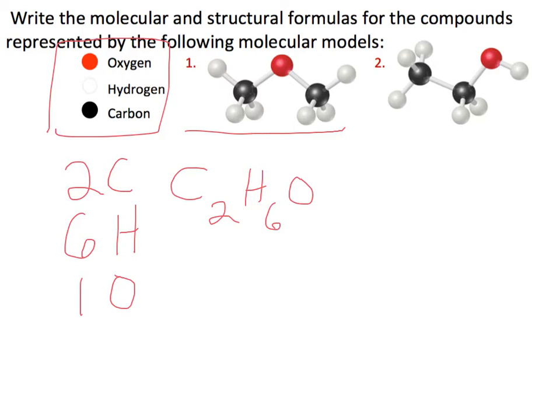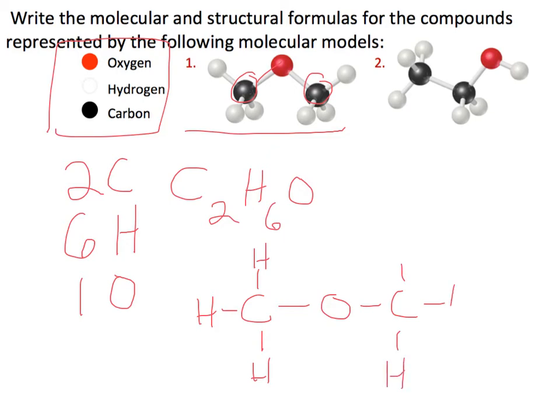And so we can just look at the molecular model and show that with this carbon, we have a hydrogen, and a hydrogen. So we can draw those in. And then that's connected to an oxygen. That oxygen is then connected to this other carbon, which then has 3 hydrogens as well. So that's how we can draw the structural formula for that molecular model.